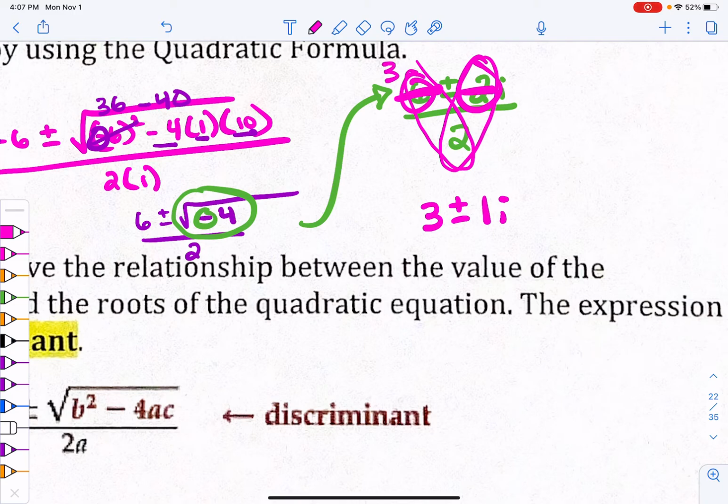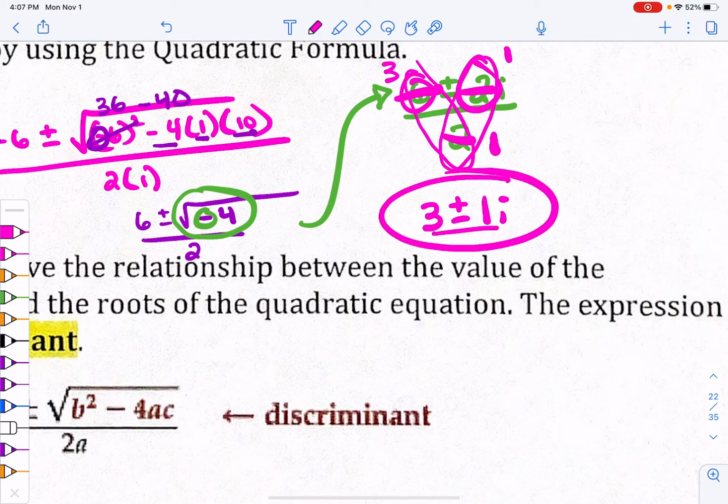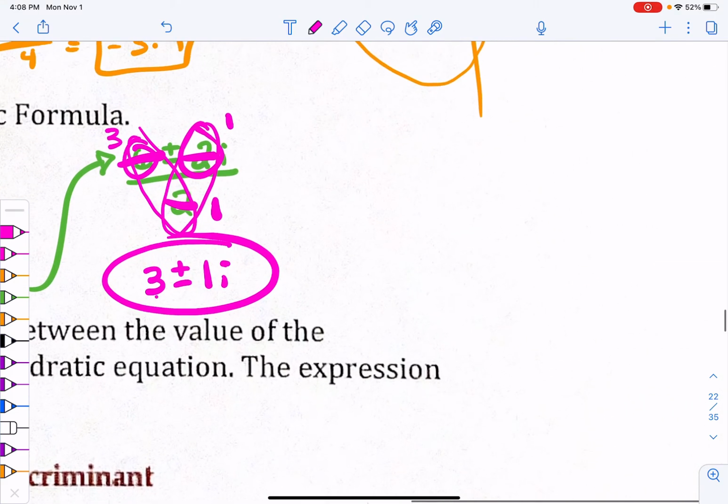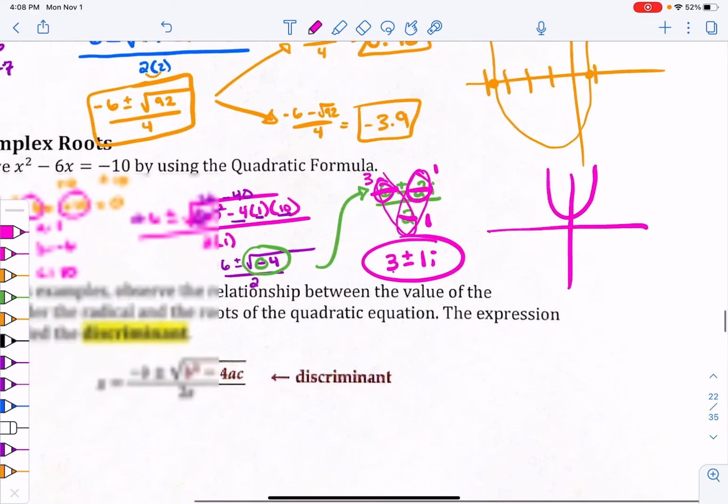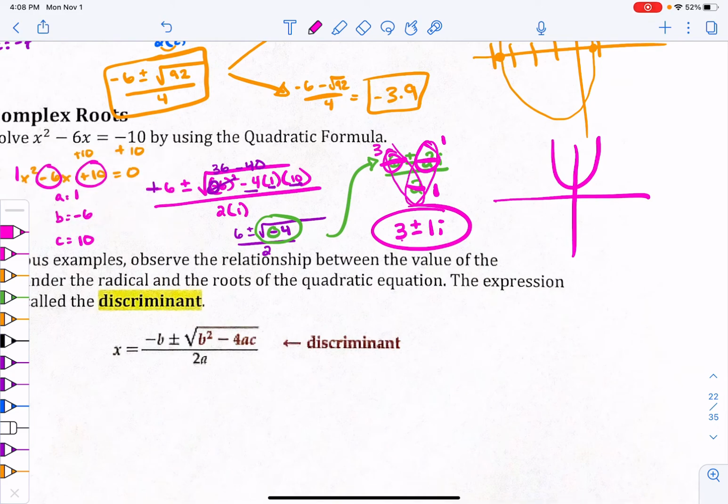If I reduce this 2 by 2, it's 1, and then this would become a 1, okay? Putting that 1 on the bottom, whenever you're dividing by 1, you don't necessarily have to have that number there. So it's 3 plus and minus 1i. What that means is that we have zeros that are imaginary. So he's not crossing the x-axis. We don't have any zeros. He's not crossing the x-axis, okay? All right, so that was the quadratic formula. That was the full-blown quadratic formula 100%.